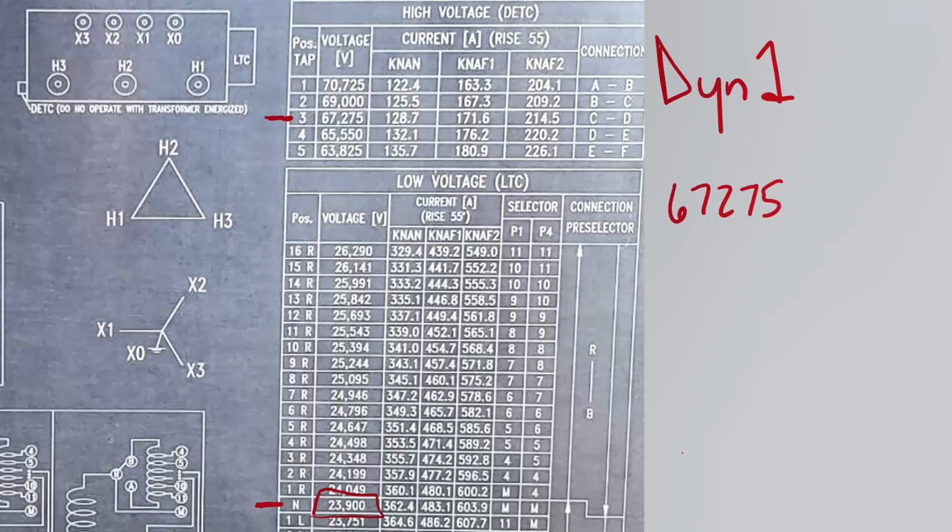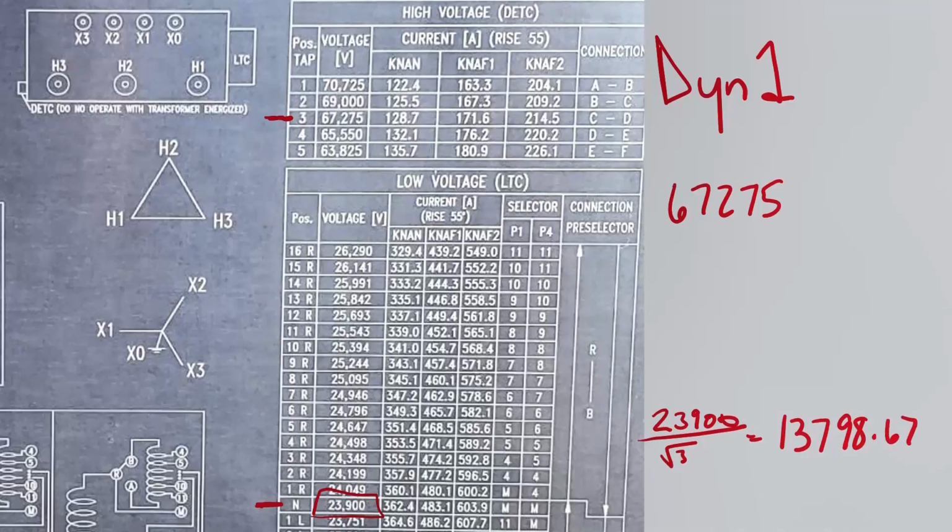So let's do some quick math right here. 23,900 divided by the square root of 3. Why are we doing that? We want a phase to ground voltage. Okay, so this is one reason why you would do this. 23,900 divided by the square root of 3 is going to be 13,798.67 volts.